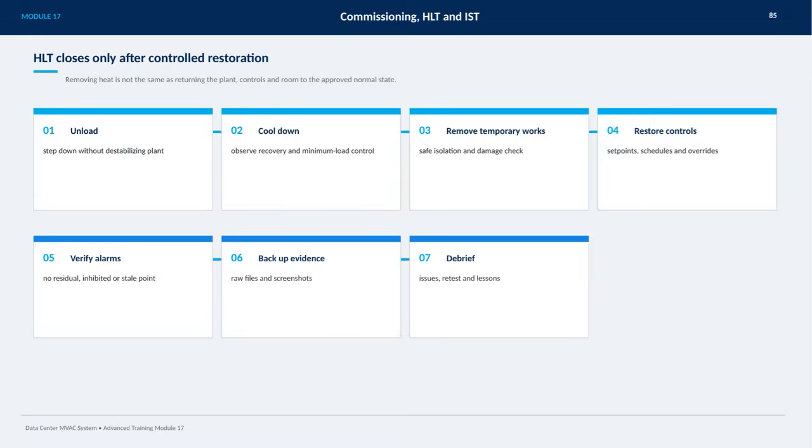When closing the HLT, it's crucial to understand that removing heat is not the same as fully restoring the plant, controls, and room to their approved normal state. The process involves several careful steps.